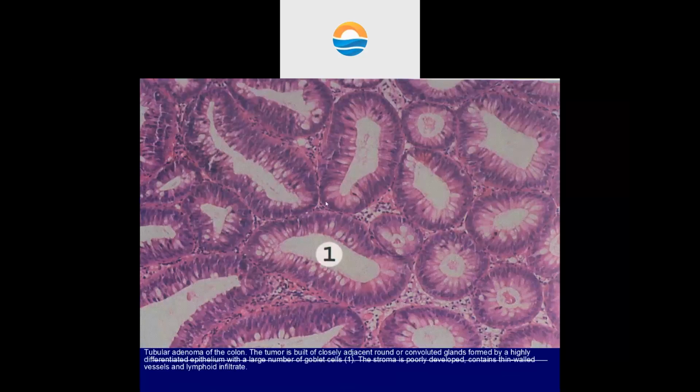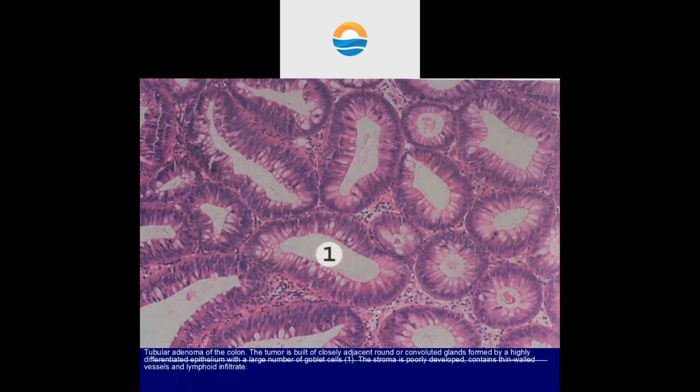Here you see the tubular adenoma, a lot of tubules in colon, and the tumor is built of closely adjacent round or convoluted glands formed by hardly differentiated, or in other words, mature epithelium cells with the large number of goblet cells. Here you see goblet cells. The stroma is poorly developed. Here between the tubules you see stroma.